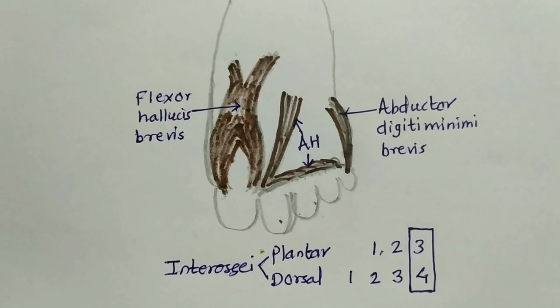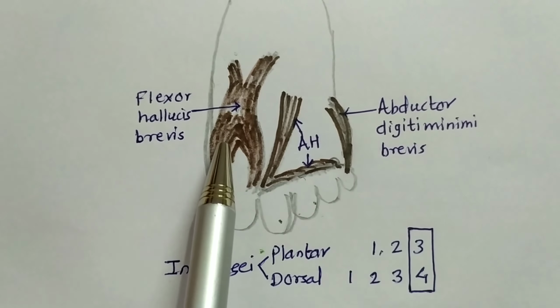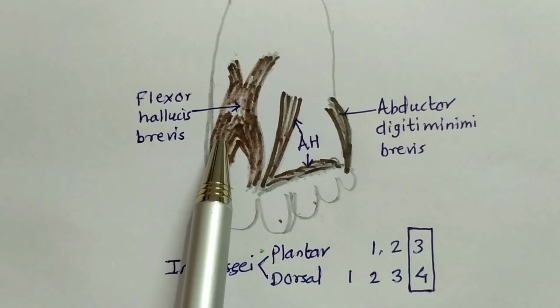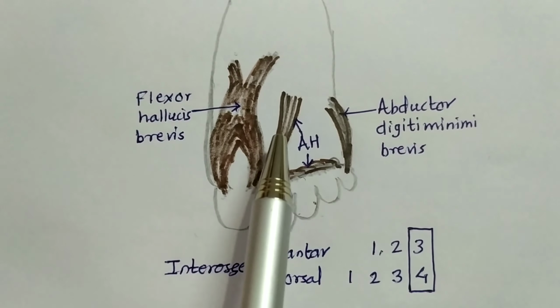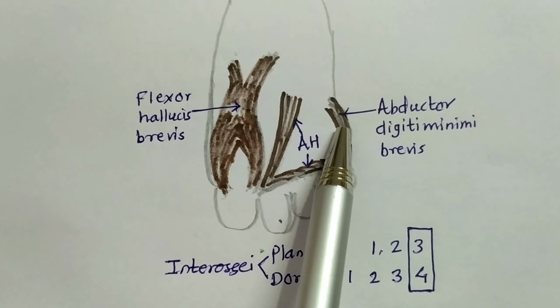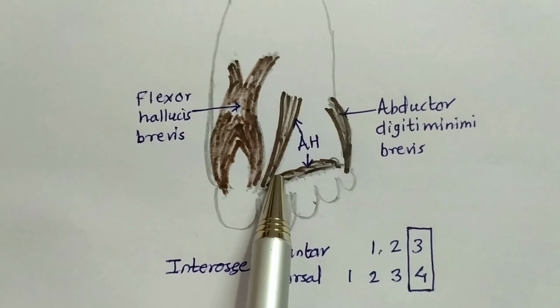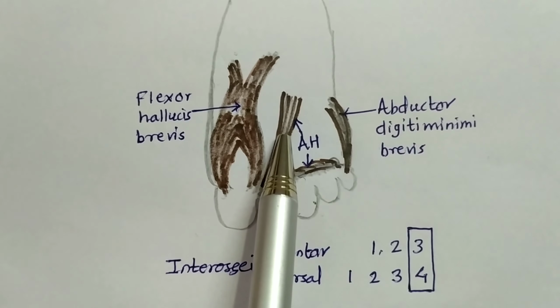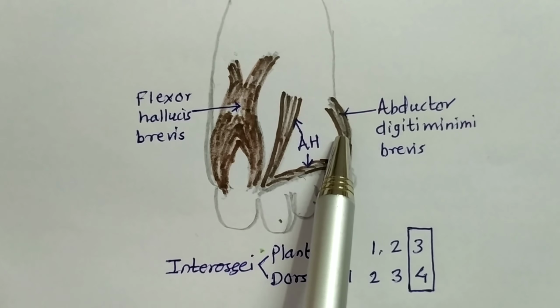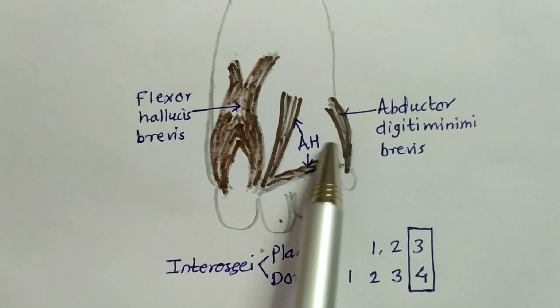The third layer of muscles of sole consists of 3 muscles. The flexor hallucis brevis is supplied by medial plantar nerve and the remaining 2 are supplied by lateral plantar nerve. The adductor hallucis is supplied by deep branch of lateral plantar nerve, while the abductor digiti minimi brevis is supplied by superficial branch of lateral plantar nerve.